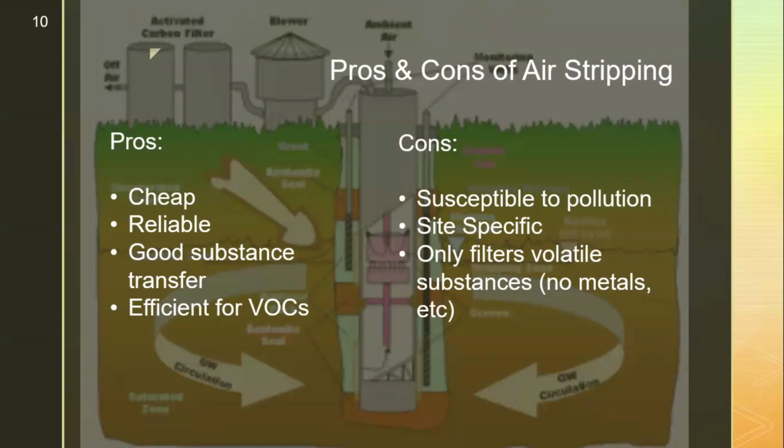The last con is that air stripping is only effective for the removal and remediation of volatile organic compounds due to their high volatility, which is their ability to change into a vapor. This means that other contaminants that are not organic or not volatile, like metals, will not be removed using this process.